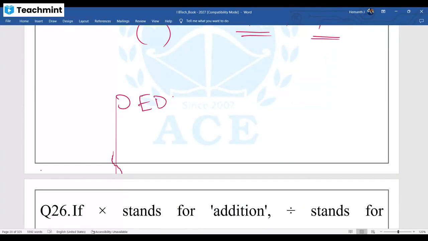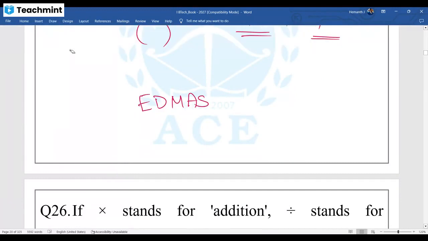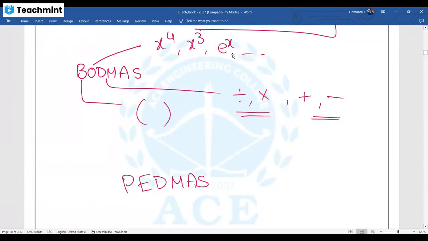PEDMAS. P stands for powers, E stands for exponents. Maybe that is easy for you to remember. That's why we write X cube, X power 4, E power X. If you have two powers, first do the highest power. The highest power has the highest priority. So keep that in mind.